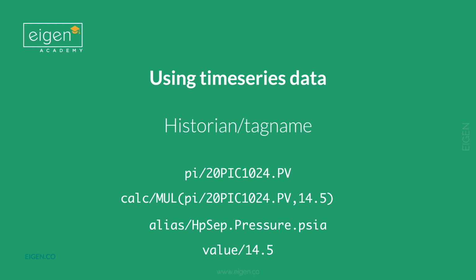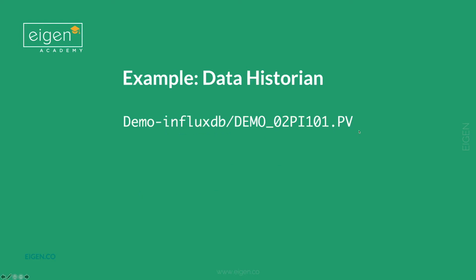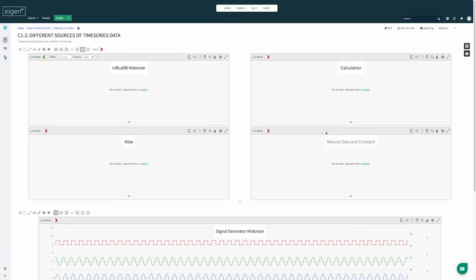So let's look at this in some examples. So let's look at a tag from an enterprise data historian. Here we're going to use InfluxDB, and we've got our demo system set up, and we're going to use demo tag demo_02 pi101.pv. I've made a page with 4 trends that we're going to fill as we go through this example.